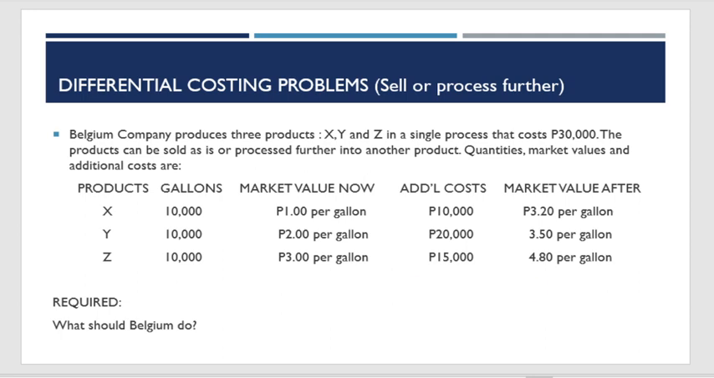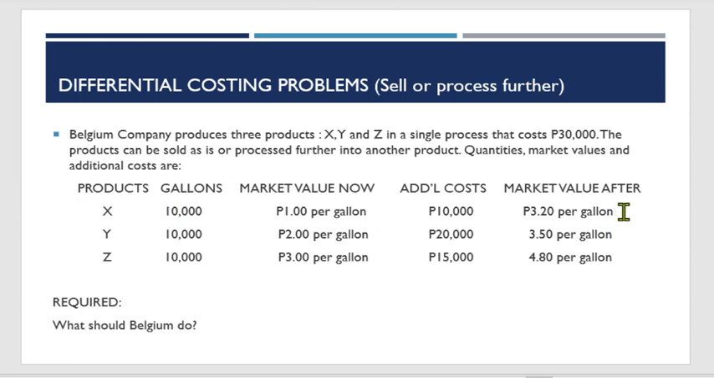So, how do we compute for this? How do we compute for the additional revenue and the additional cost? So, kung titingnan mo, ang market value niya ngayon, naka-identify, 1, 2, and 3. Pero kapag pinrocess further mo siya, ang magiging market value niya ay 3.2, 3.5, then 4.8. Then, you compute for your additional revenue. So, 3.2 minus 1, that is 2.2 times 10,000. So 2.2 times 10,000, that is 22,000. So 22,000 ang additional revenue mo kay X.